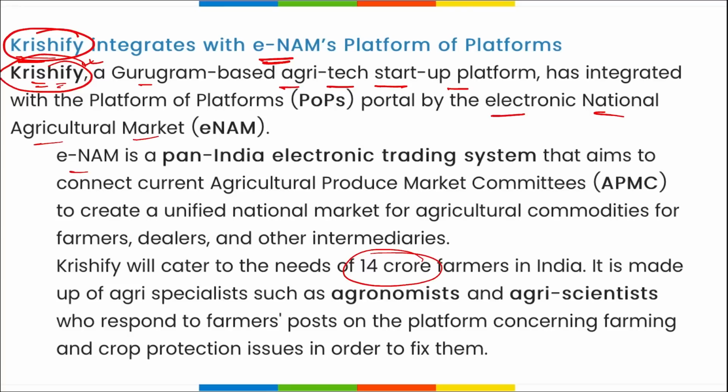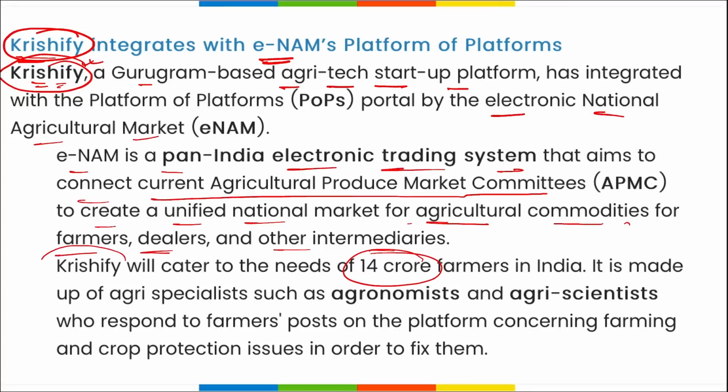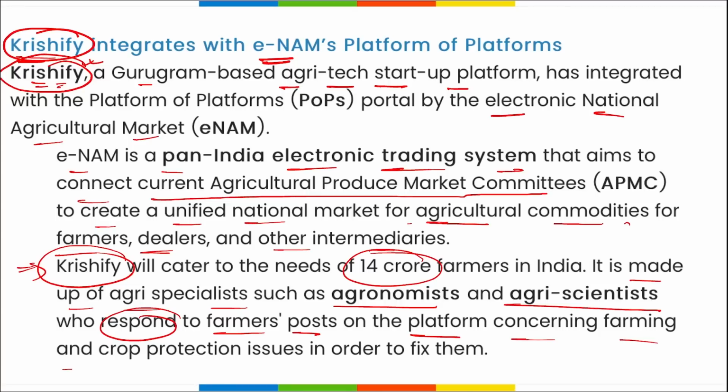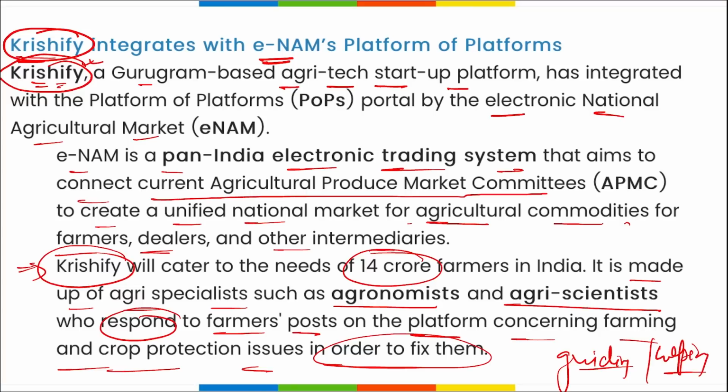Highly important. eNAM is a pan-India electronic trading system that aims to connect the current agriculture produce market committees, APMCs, to create a unified national market for agriculture commodities for farmers, dealers, and other intermediaries. Here, Krishify will cater to the need of 14 crore farmers in India. It is made up of agri specialists such as agronomists and agri scientists who will respond to farmers' posts on the platform concerning farming and crop protection issues in order to fix them. Basically, they will be guiding the farmers, helping the farmers, and educating the farmers on the various types of technologies.